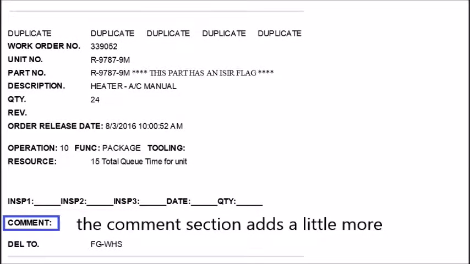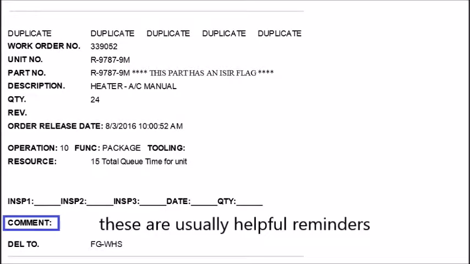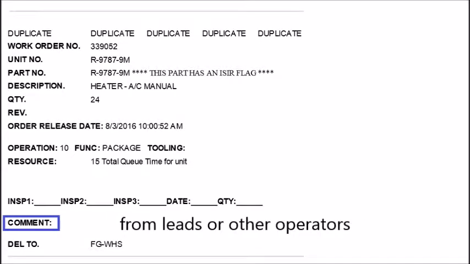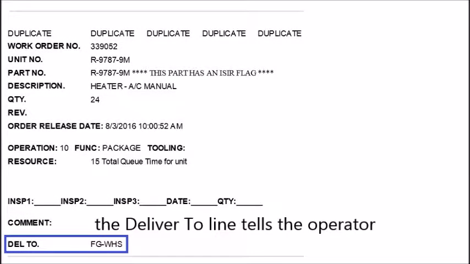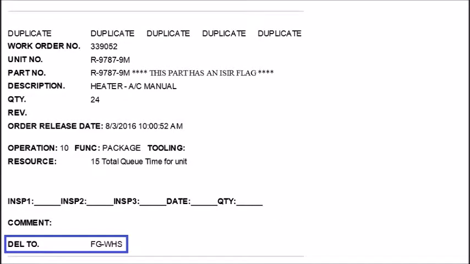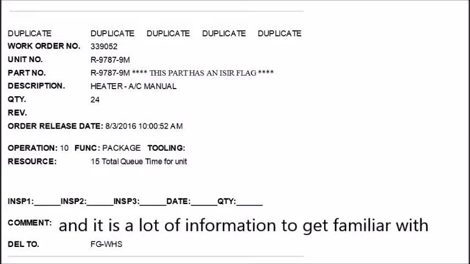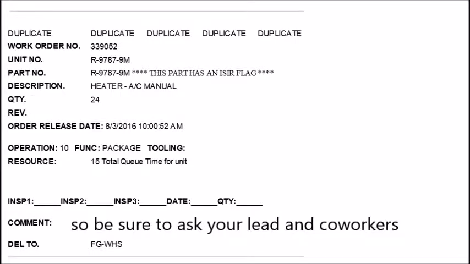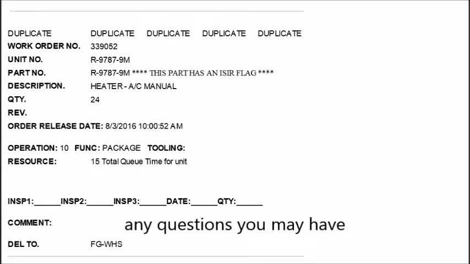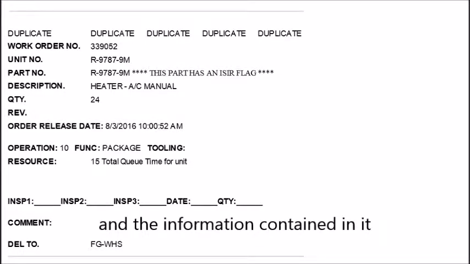The comments section adds a little more information to the process. These are usually helpful reminders from leads or other operators. The Deliver To line tells the operator where to send the completed part when they are finished. There are many elements to the routing slip, and it is a lot of information to get familiar with. So be sure to ask your lead and coworkers any questions you may have regarding each part of the routing slip and the information contained in it.